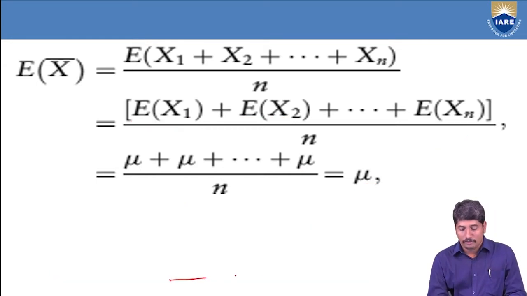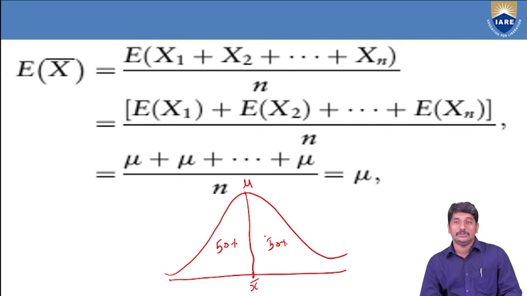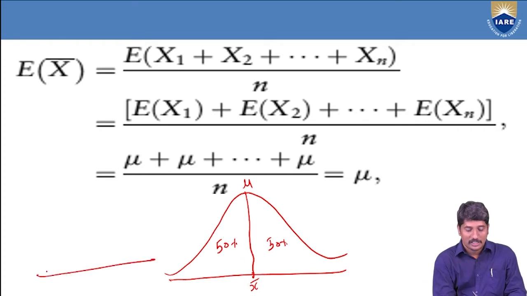That means whenever you try to estimate the value of mu with the help of x bar, the data will be spread equally on either side of x bar. That is what we are saying. Unbiased means the data will be spread equally on either side of x bar. That is what you understood. If it is biased, the graph will be like this.